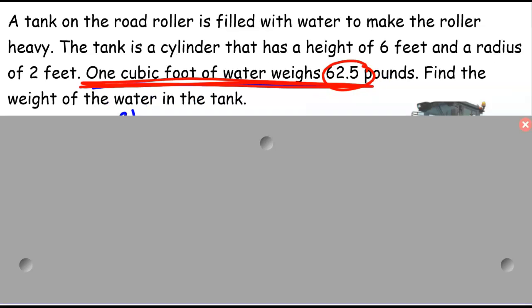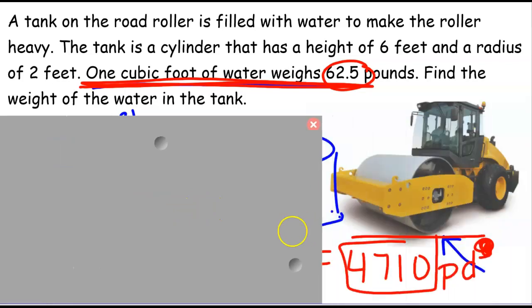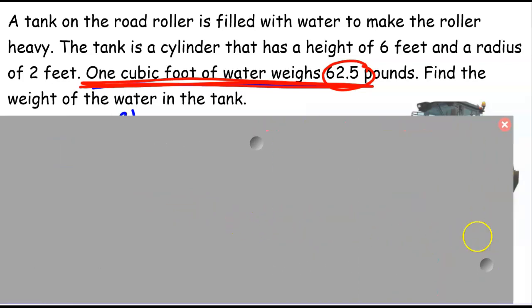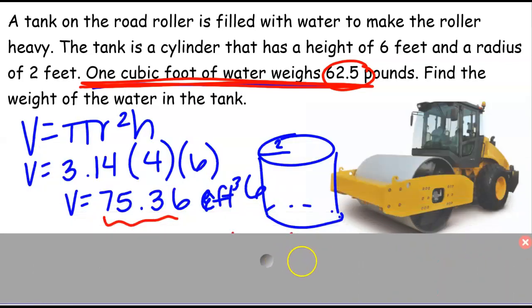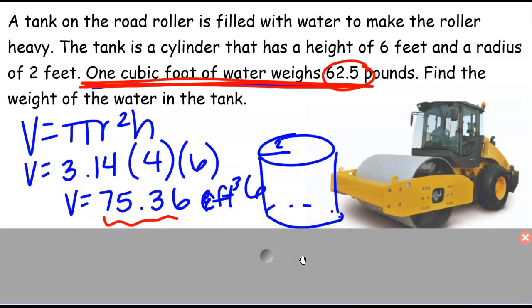All right, a tank roller on the road. So I've got this roller that crushes concrete. It is filled with water to make the roller heavy. The tank is a cylinder. It has a height of 6 and a radius of 2. So I'm going to redraw what that's going to look like. So it's got a radius of 2 and a height of 6.